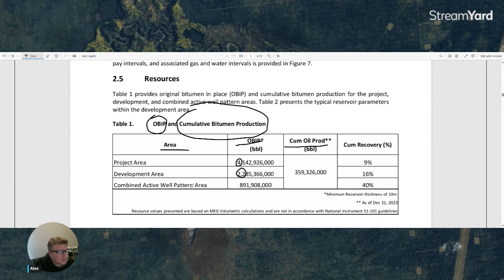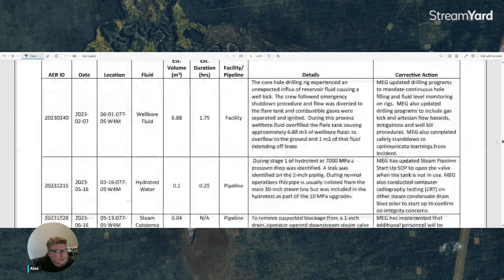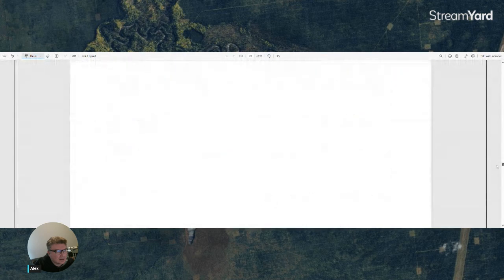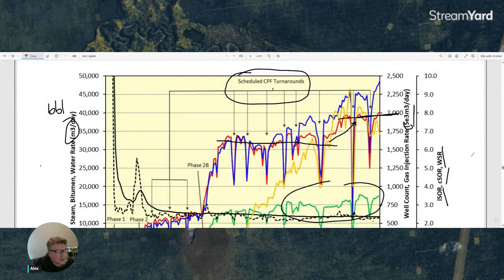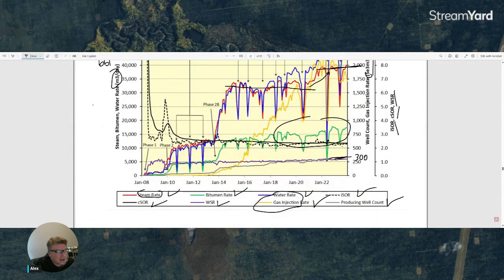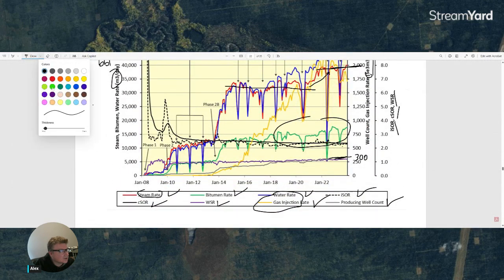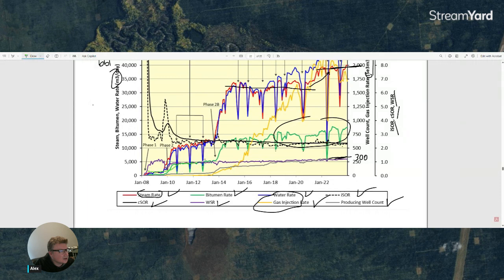And the combined active well pattern, where they're currently extracting bitumen in place, is about 0.8 billion, 891 million. Cumulatively, they produced about 359 million barrels. So if we go back to the chart that we just looked at, over the course of those daily production rates in the green line, let me switch it to green right here.